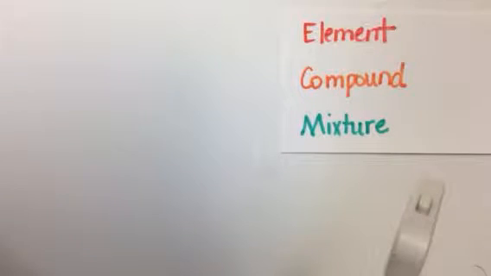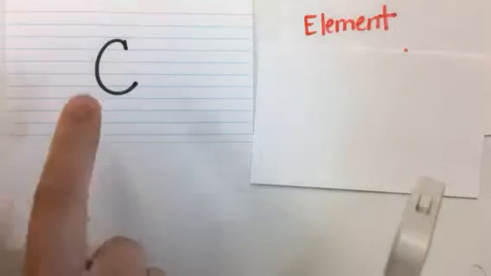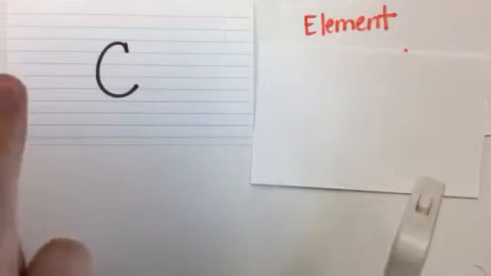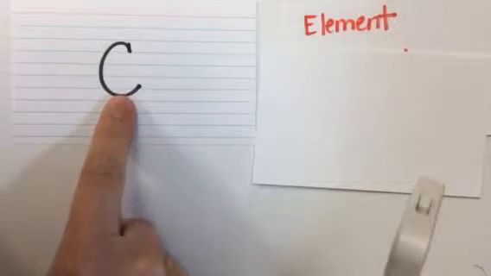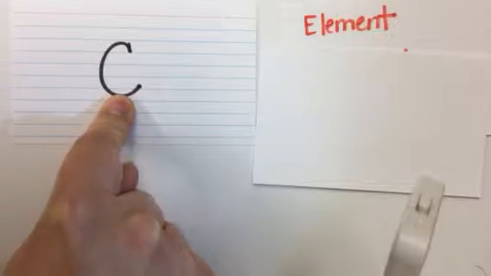Here we're going to look at the basics of an element, compound, and of a mixture. First, we're going to start off talking about an element. An element is the most pure substance, and it is composed of only one type of atom. So all carbon is made up of carbon atoms. Okay, so this is the element carbon. You can see that it's represented by one capital letter.